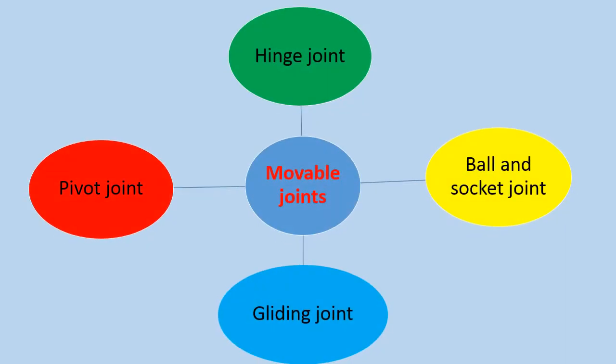Another one is movable joints. There are four types of movable joints. First is hinge joints, ball and socket joint, gliding joint and pivot joint.